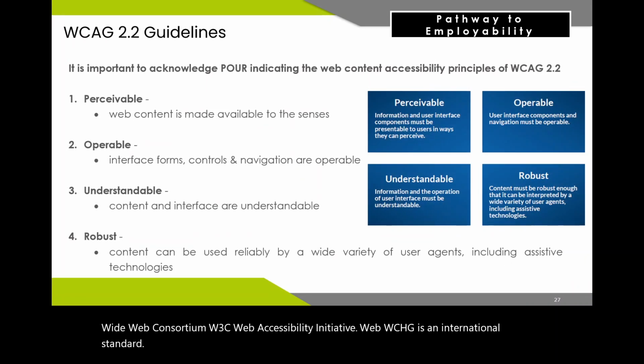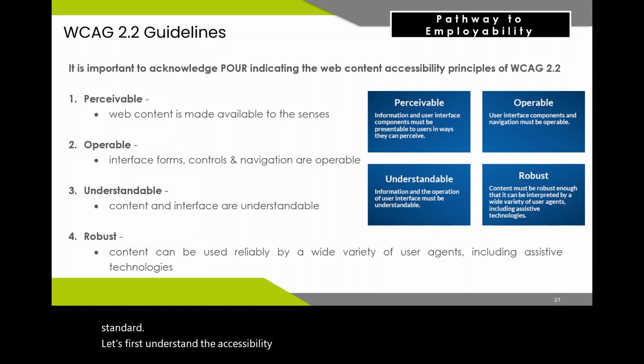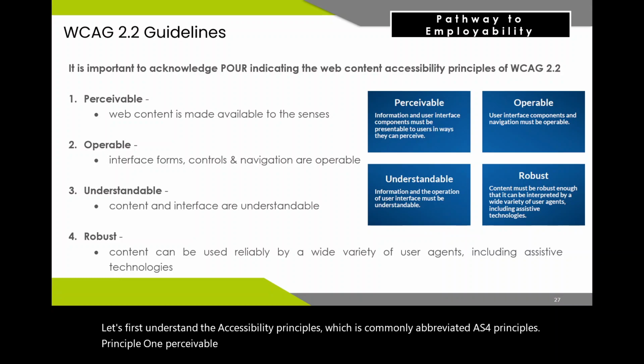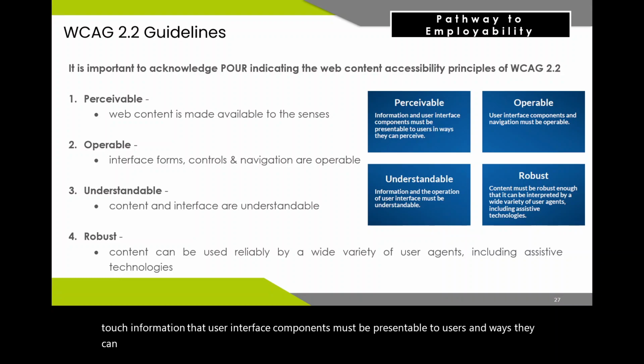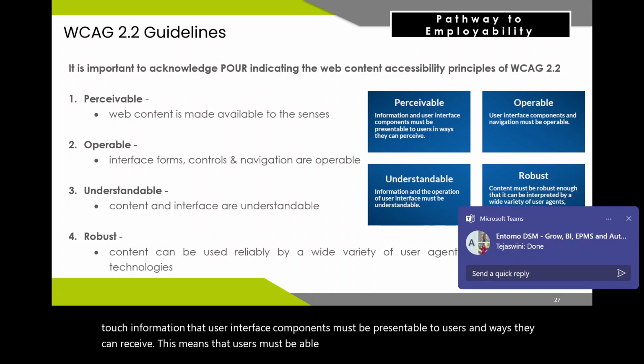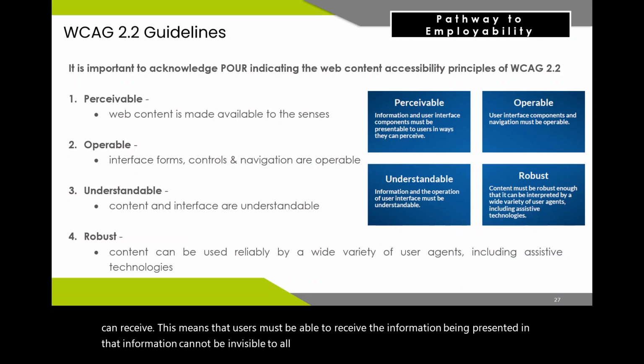Let's first understand the accessibility principles, which are commonly abbreviated as POUR principles. Principle 1: Perceivable. This means that web content is made available to the senses: sight, hearing, and/or touch. Information and user interface components must be presentable to users in ways they can perceive. This means that users must be able to perceive the information being presented and that information cannot be invisible to all of their senses.